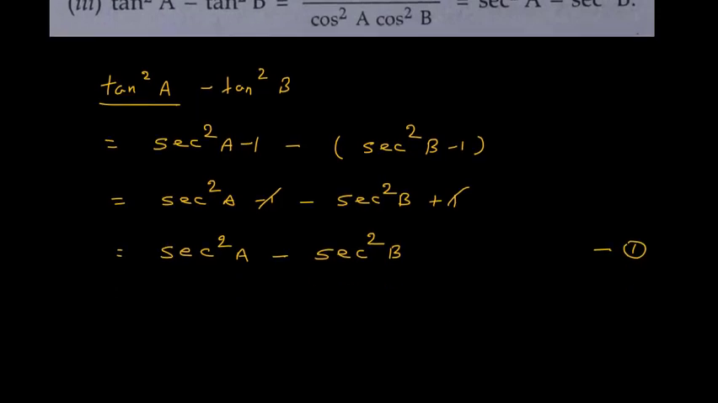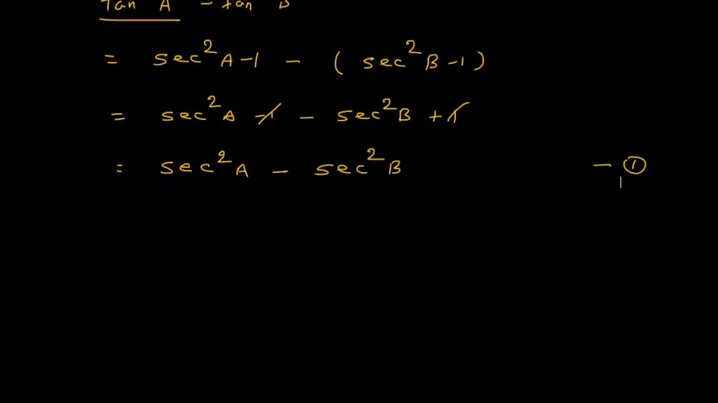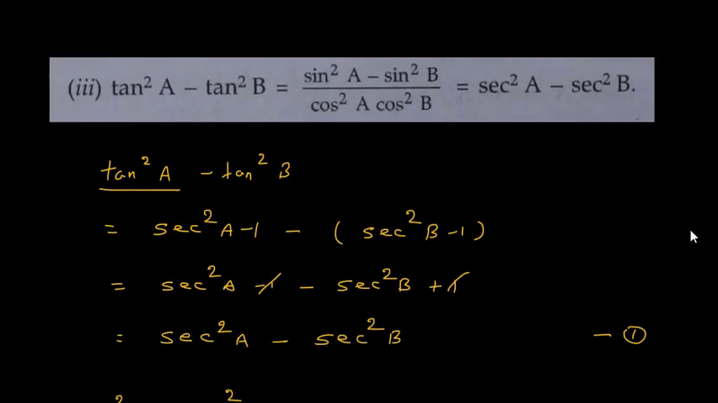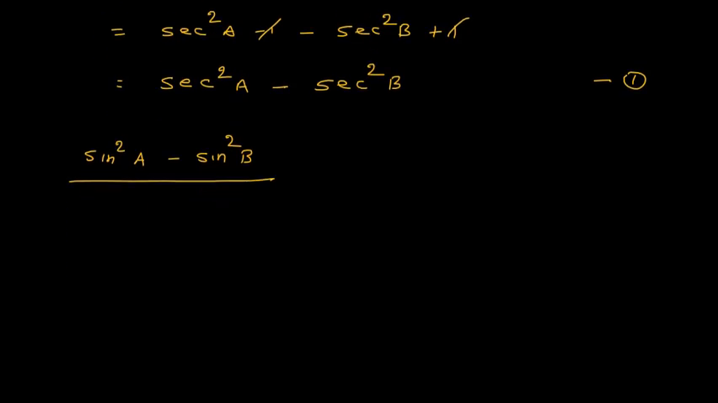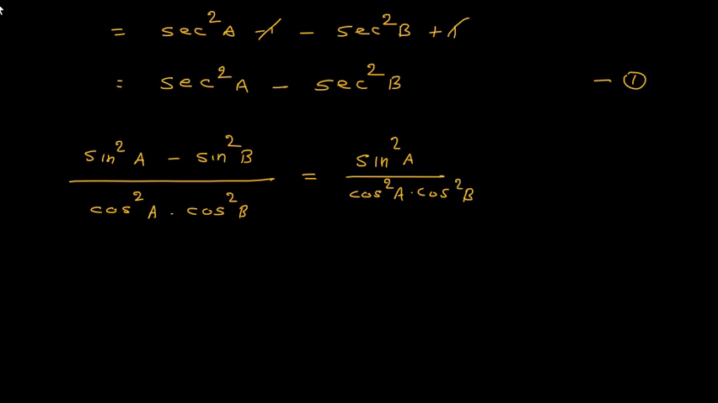Then sin square A minus sin square B, again I will simplify, sin square A minus sin square B divided by cos square A cos square B. Now you can separate this, you can say this is sin square A divided by cos square A cos square B. This will be tan square A. I want tan square A minus tan square B.